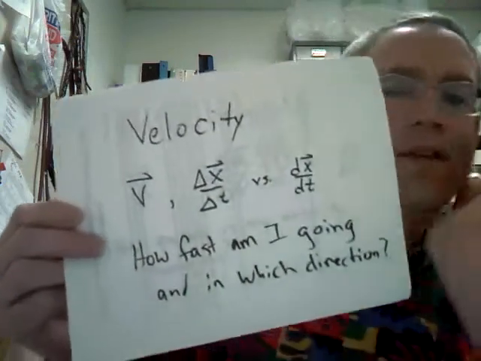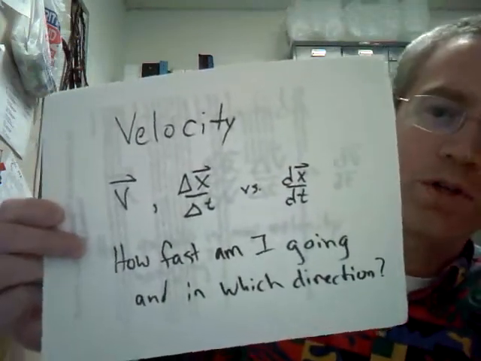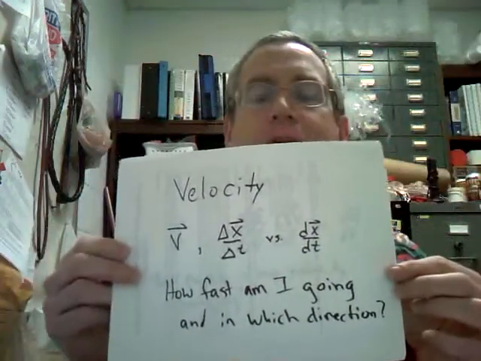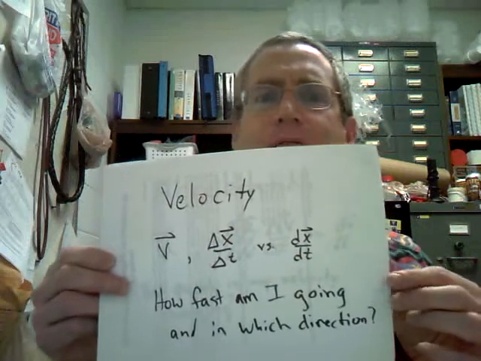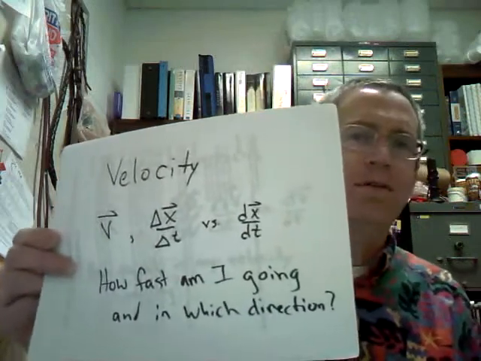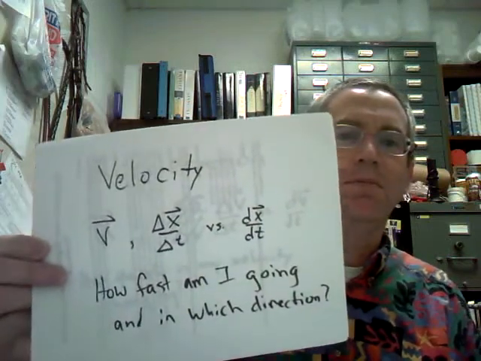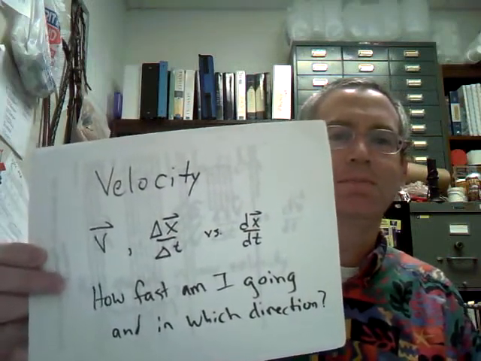Now, velocity, the key thing is how fast am I going and in which direction? So again, speedometers tell you speed, they don't tell you velocity, at least none that I've ever seen. If I'm going 50 miles an hour east, that's a velocity. If I'm going 50 miles per hour, that's a speed.